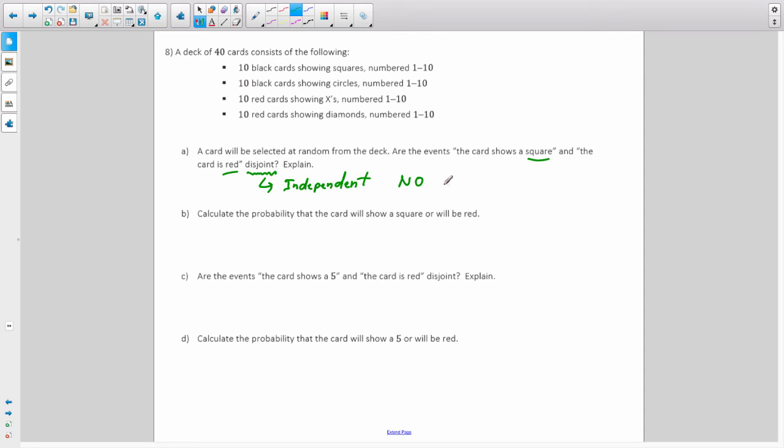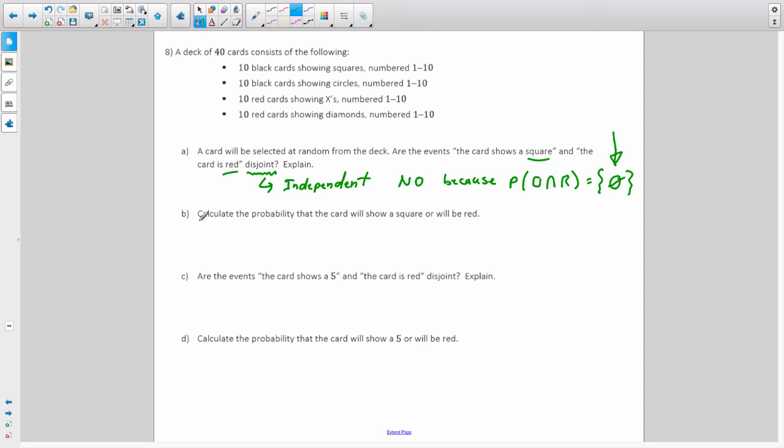Here's where it gets awesome. Because, check this out. Watch. Let's say probability of square intersect red equals, bam, the empty set. Isn't that cool? So if there's no overlap, that's a super fancy way to say no overlap, you are independent.